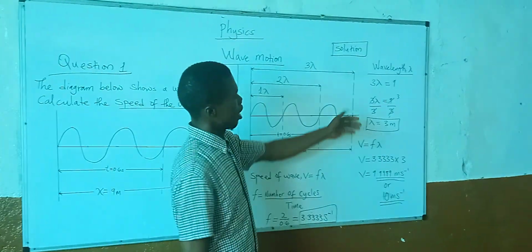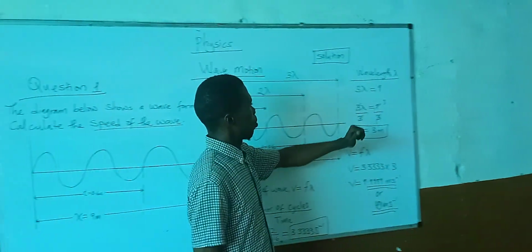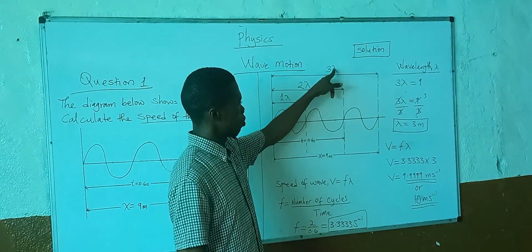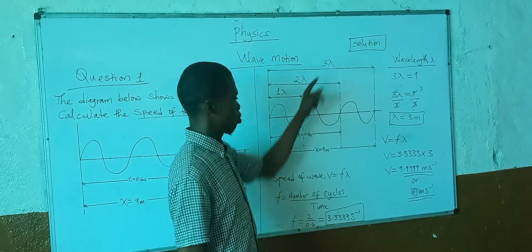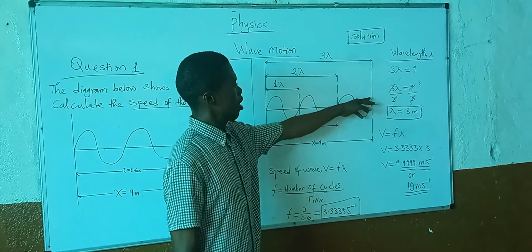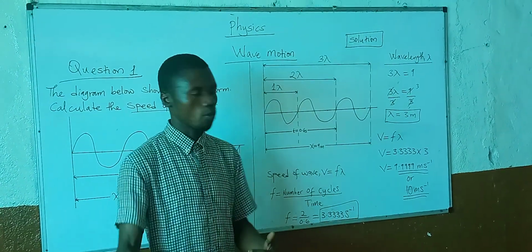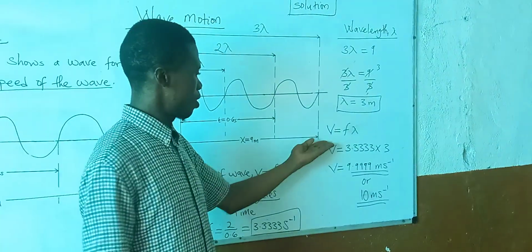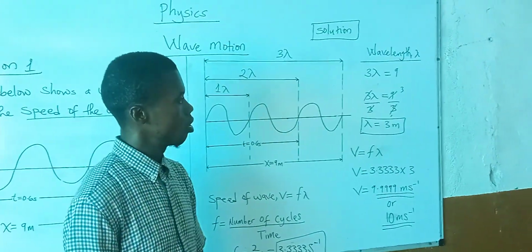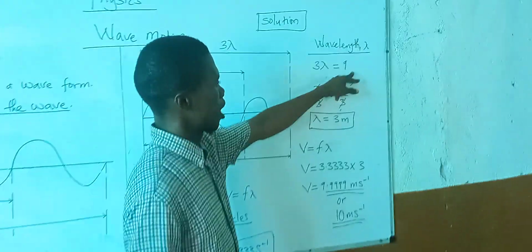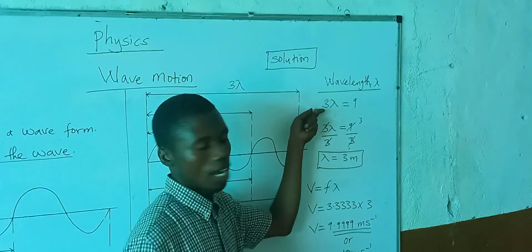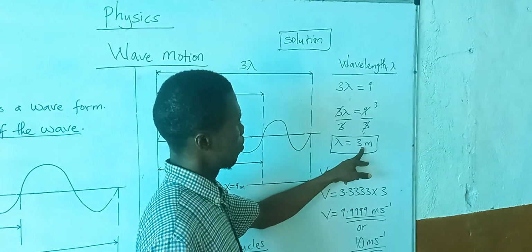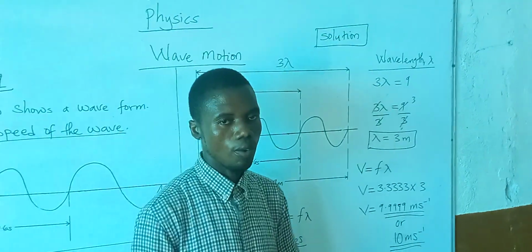Okay, we are left to find the wavelength. We know that the distance here is 9 meters, and to find the wavelength, we already have 3 times the wavelength here, because we have 3 cycles. We have 1, 2, and the final one is 3. So 3 times the wavelength is equal to the distance which the wave traveled. So 3 lambda equals 9. We want to find lambda, so we divide both sides by 3. Of course, we have 3 meters. So the wavelength is 3 meters.